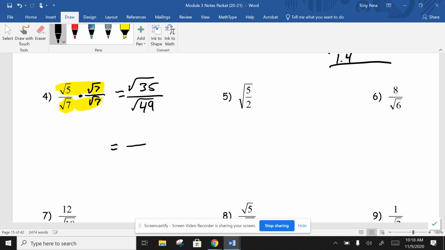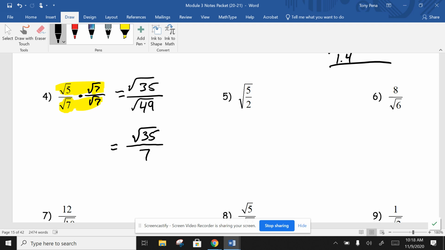So in our denominator, we're good, because we no longer have a square root in the denominator. It turns into a 7. The numerator, you may sometimes have to simplify that, but a 35, the only way we can get that is with a 7 and a 5. So there's really no way to break that down any further. So then that ends up being our final answer.